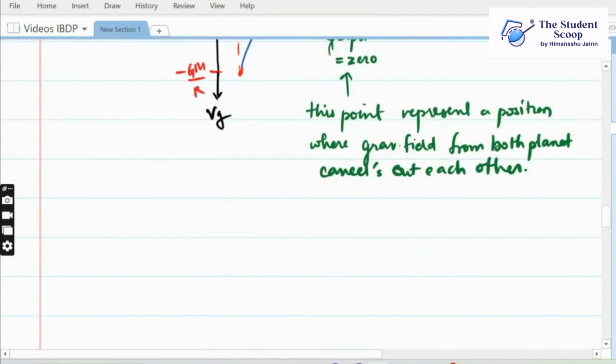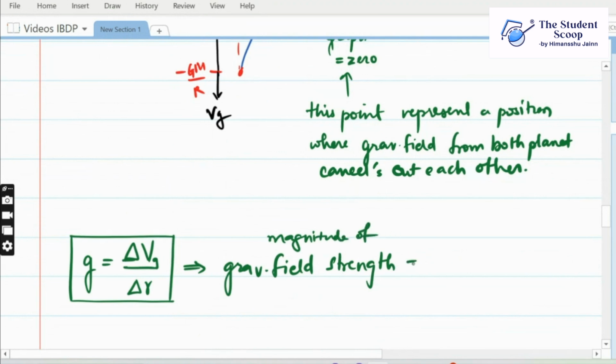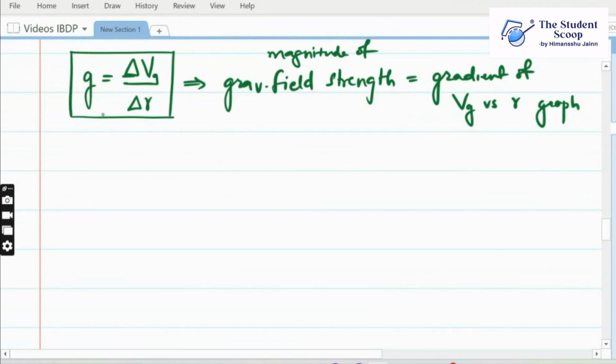Here we can figure out one important relationship: if we take the gradient of the potential versus R graph, we will get the gravitational field strength. This is a very important relationship. Specifically, only the magnitude of the gravitational field strength, because it is a vector quantity, so we won't get the direction. The magnitude of the gravitational field strength is equal to the gradient of the Vg versus R graph. So this is the first scenario that we talked about, and once we get this, there is a simplified version of this as well.